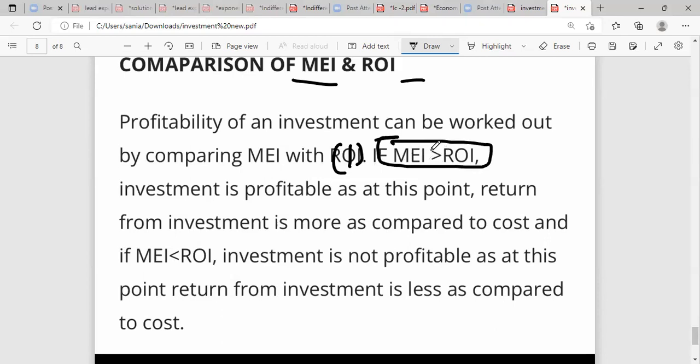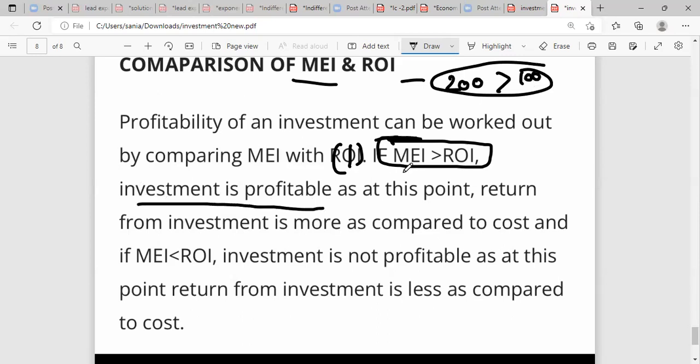When your MEI is greater than ROI, okay, MEI is basically the return. So that means in return you are getting more money as compared to the rate. For example, you are getting 200 rupees and you are paying only 100 rupees interest, right? So here your MEI is more than your interest rate. So here investment is profitable. Why? Because at this point return from investment is more as compared to the cost, or the interest rate.